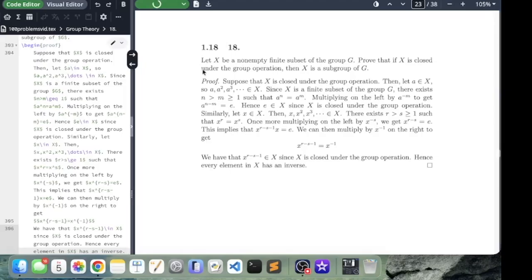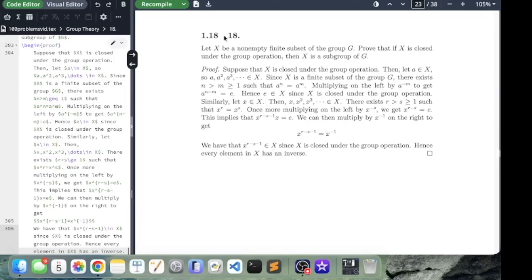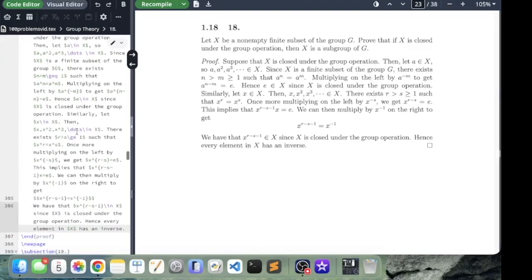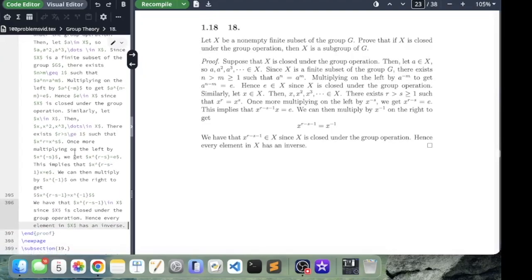Associativity is inherited because X is a subset of G, which is a group, and we already have closure under the group operation. So therefore X is a subgroup of G. We're finished with 18.